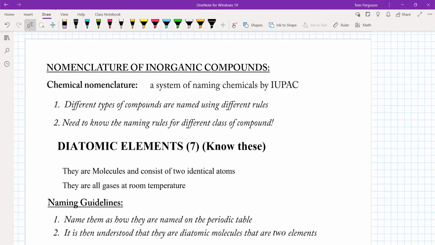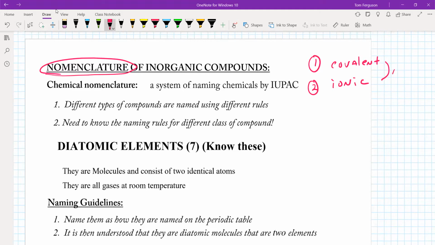Okay, nomenclature. We're doing covalent, ionic molecules and acidic. We are going to cover just the covalent today. Tomorrow we'll get into the ionic and acid. All right.